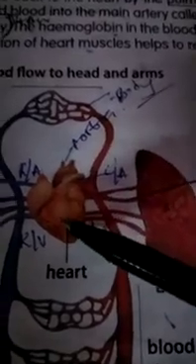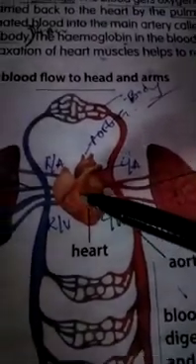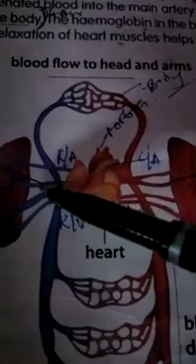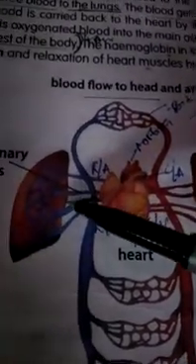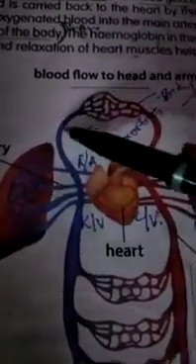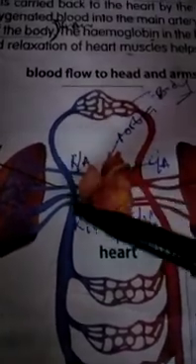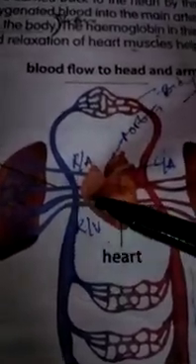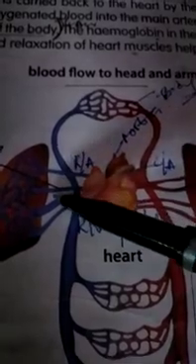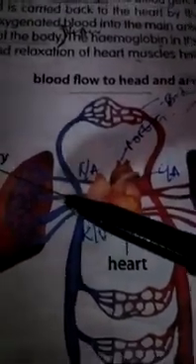From the right ventricle, here you can see a pulmonary artery. It enters into the pulmonary artery. You can see the blue color, which is deoxygenated blood, meaning impure blood. So from the right ventricle, the blood enters into the pulmonary artery. From the pulmonary artery, it enters into the lungs.